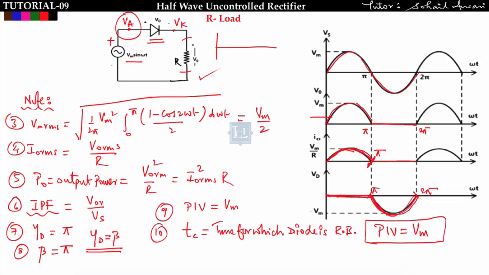Here the diode is reverse biased from pi to 2 pi. So what will be the circuit turn-off time? Omega Tc will be equal to pi, the angle for which the diode is reverse biased. So Tc will come out to be pi by omega. I will derive all these points for every type of converter with different types of load. That's why I have taken them as a note, so that it will be easier to remember. Got it? So that's all about R load.